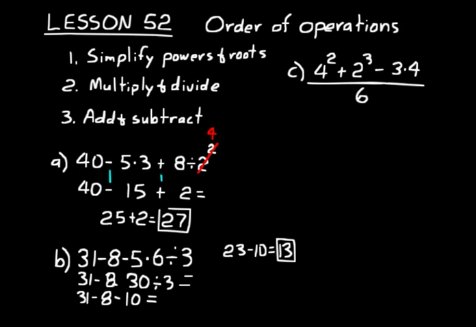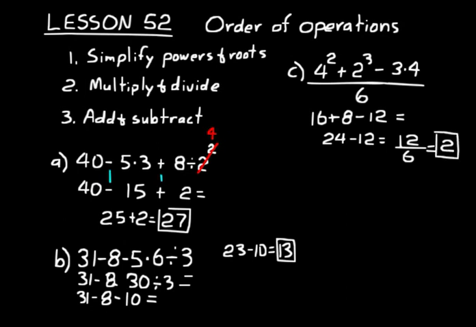And our first step is to simplify powers and roots. So we have a 4 squared, which would be 16, plus 2 cubed, which would be 8, minus 3 times 4. We can go ahead and do that. That's just going to be a 12. And that will give us 16 plus 8 is 24, minus 12 is equal to 12. Now let's go back and put the denominator in. 6. 12 divided by 6 would just simplify to 2. And so there's our answer.